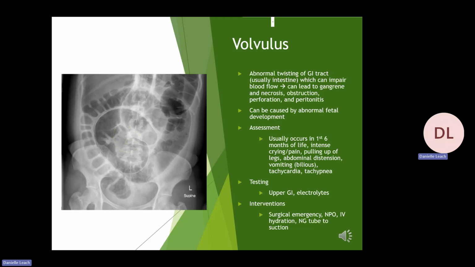Assessment-wise, for babies, this usually occurs in the first 6 months of life. The baby will present with intense crying and pain, pulling up their legs towards their abdomen, abdominal distension, bilious vomiting, so sort of like yellow-green vomiting, tachycardia, and tachypnea. Testing for this, they'll have an upper GI, which is basically what this radiograph is from, and electrolytes to assess if they're dehydrated or not.